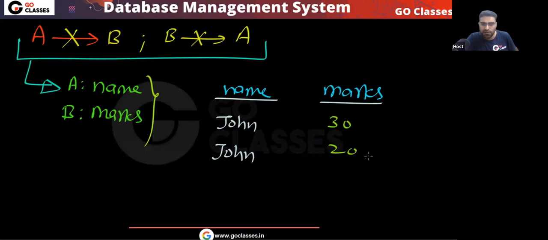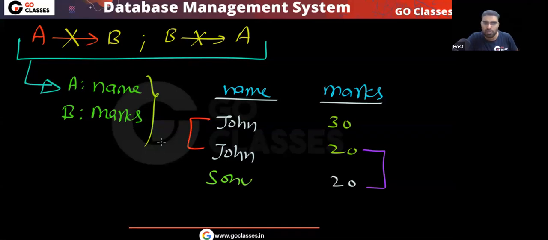Now you tell me, if I put the same marks in these two tuples, can I say the student name will be John? Can you guarantee that the student name will be John? No, you cannot guarantee. Maybe the student name is something else. Maybe the student name is Sonu. So this is the idea.